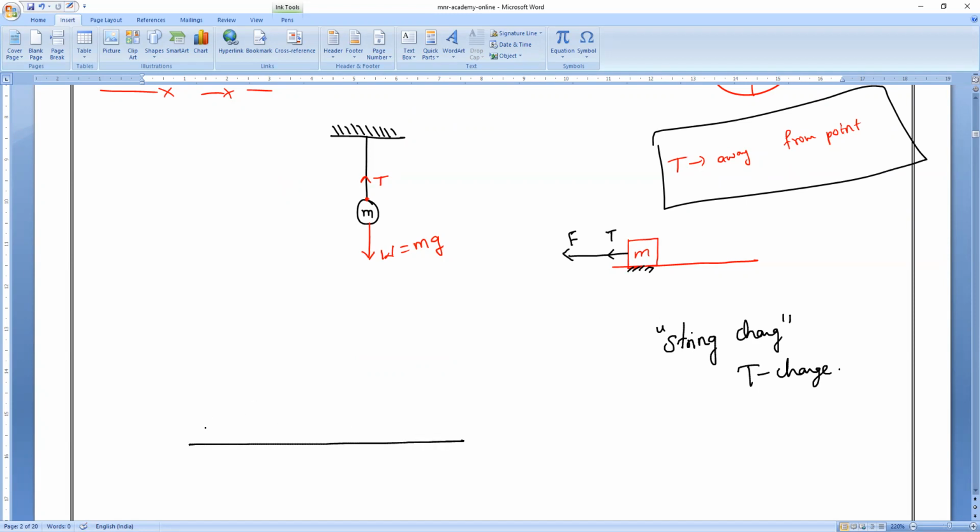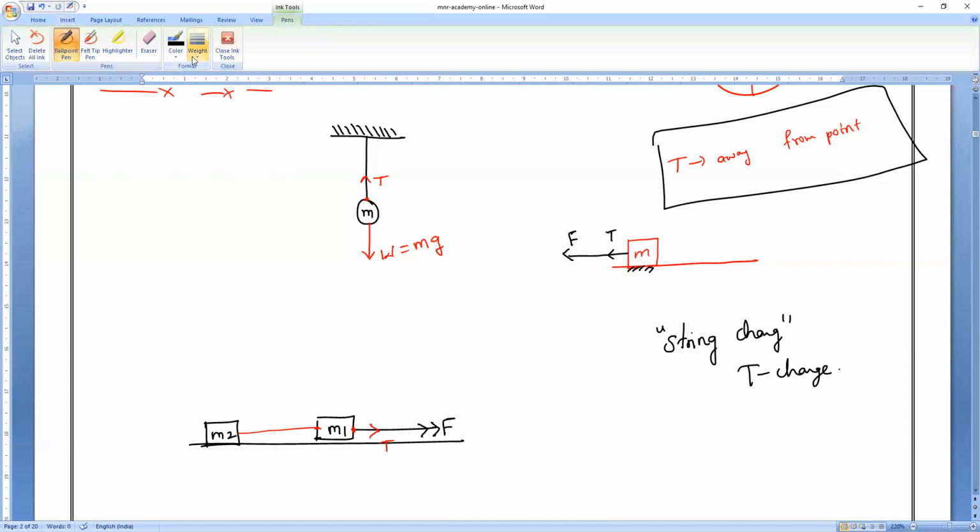For example, let me consider two bodies now. This is the M2 body and this is the M1 body. Now, this is the direction of force which we are applying. Okay, everybody, now tell me. At this point, what is the direction of tension, everybody? Away from the body or towards the body? It will act away from the body. At this point also it will act away from the body. So will it act in the direction of M2 or M1, everybody? It will act in the direction of M2, like this only. Am I right or wrong?